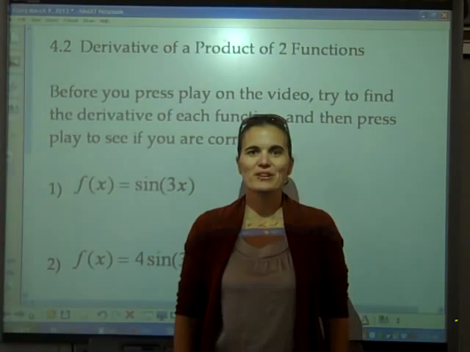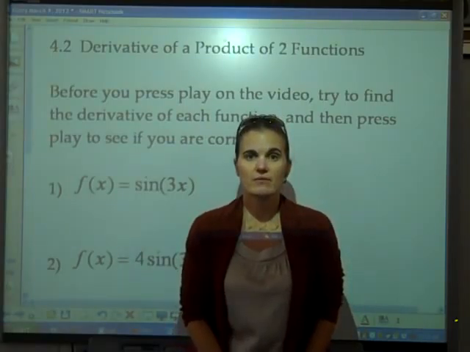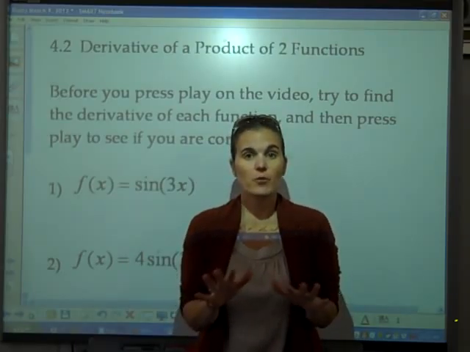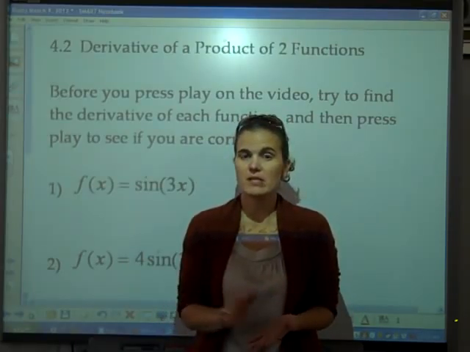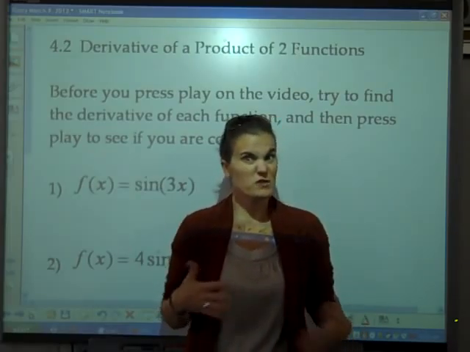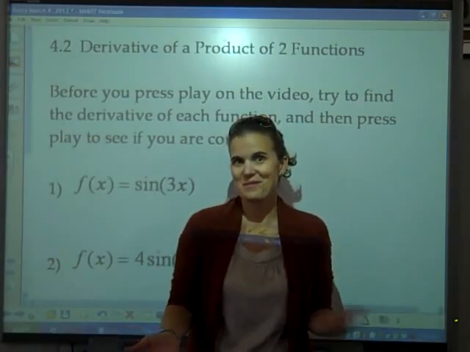Hi y'all, this is section 4.2, and in chapter 4 we'll be discovering more rules for taking the derivatives of different functions. Now hopefully before you've pressed play you've already tried the first 3 problems, and hopefully you already have an idea of what the derivative should be. Or you've struggled through and thought, I don't know if I know how to take the derivative of this.